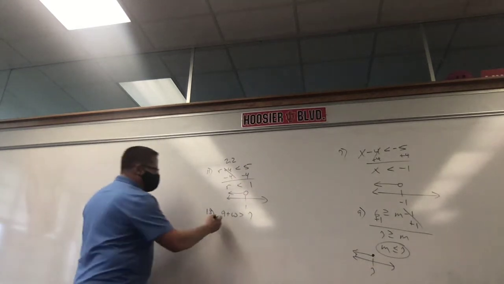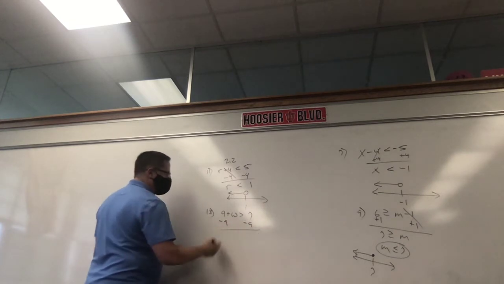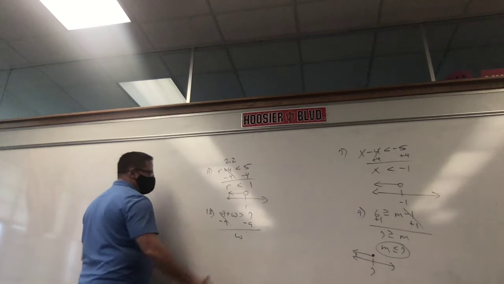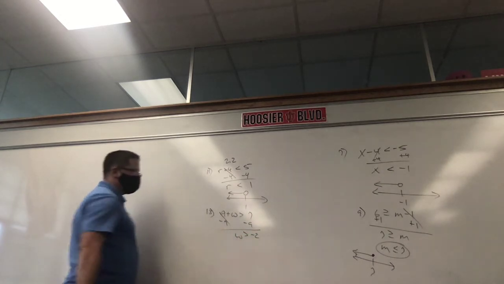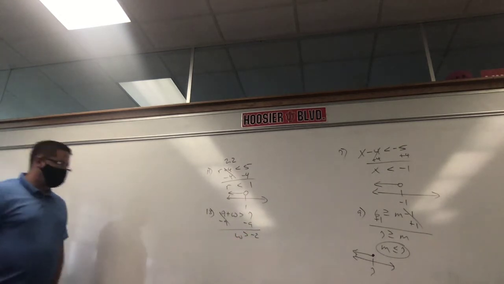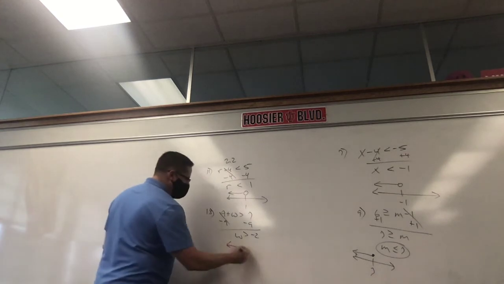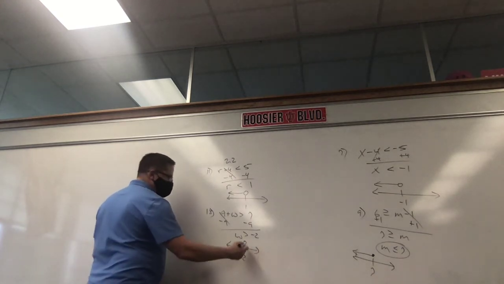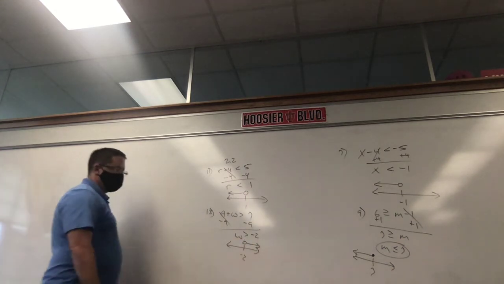Okay, so let's get rid of 9 by subtracting 9. Be careful here. These cancel. Some students go, oh, 7 minus 9 is 2. No, it's not. It's negative 2. We put negative 2 on the number line. Open dot and shade to the right.